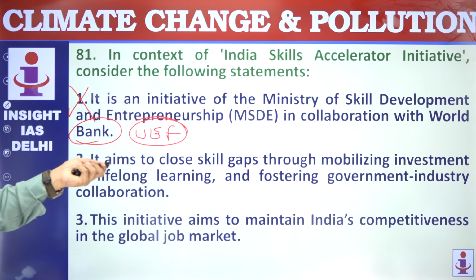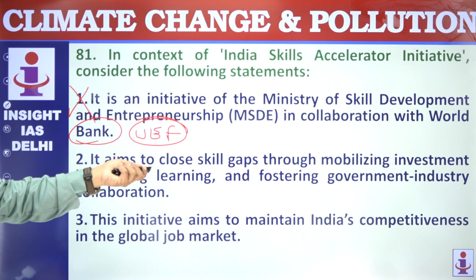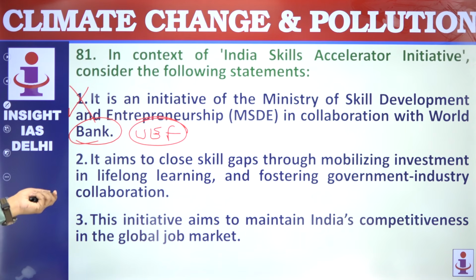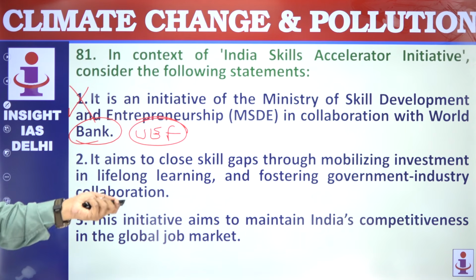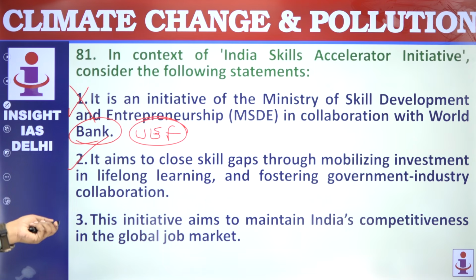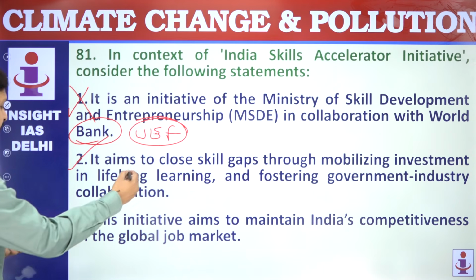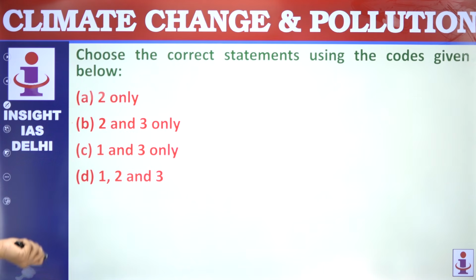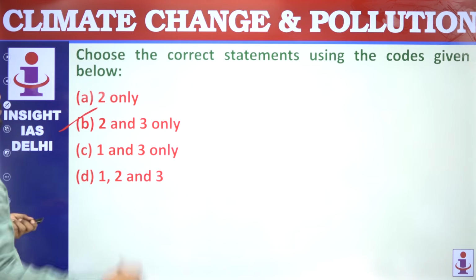It aims to close skill gap through mobilizing investments in lifelong learning and fostering government industry collaboration. Yes, this is the right statement. The initiative aims to maintain India's competitiveness in the global job market. Yeah, this is a general statement, right. 2 and 3 are correct. Okay, they are asking correct statements, so 2 and 3 are there in option B.